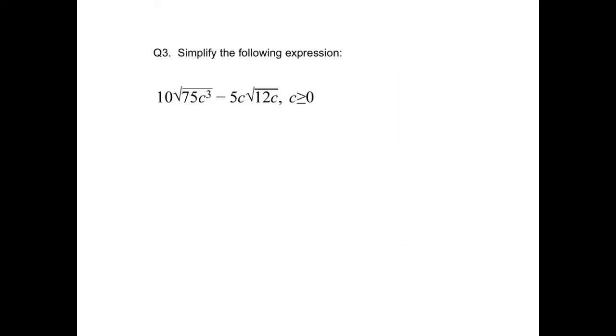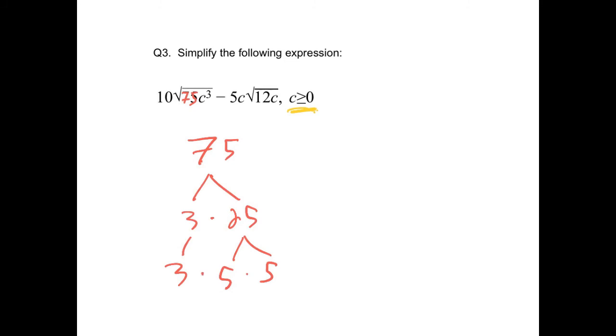Our final problem, so we want to simplify the following expression, so 10 times the root of 75c cubed minus 5c times the root of 12c. With the restriction c greater than or equal to 0, note that this will ensure that the values underneath our radical symbols will always be positive. Okay, let's take the two natural numbers here and not worry about the variables yet, and figure out what their prime factorizations are going to be. So 75 simplifies to 3 times 25. 3 is prime, 25 is 5 times 5, so there's our prime factorization of 75.